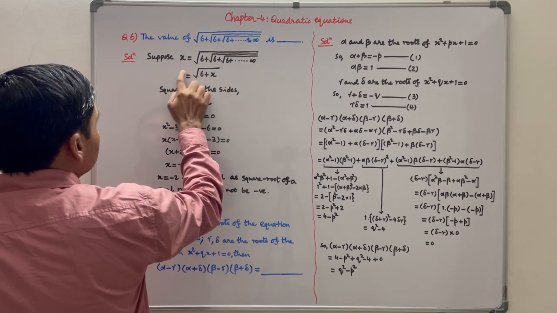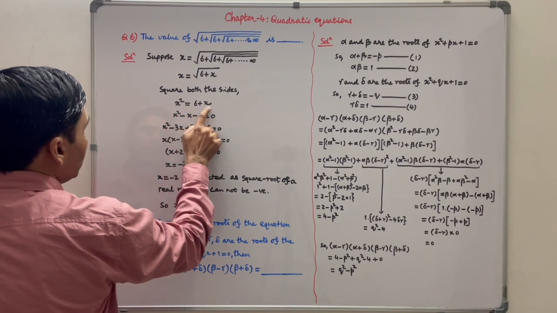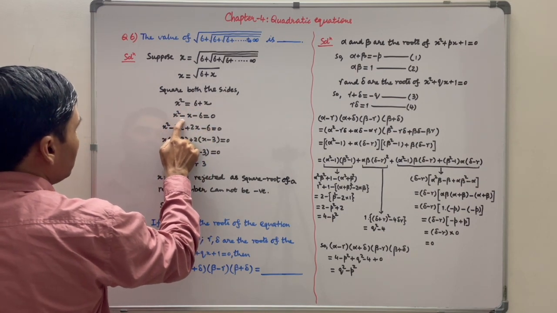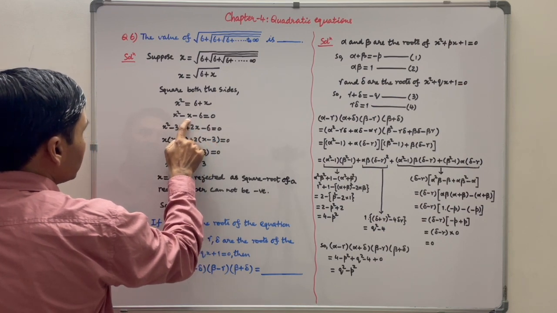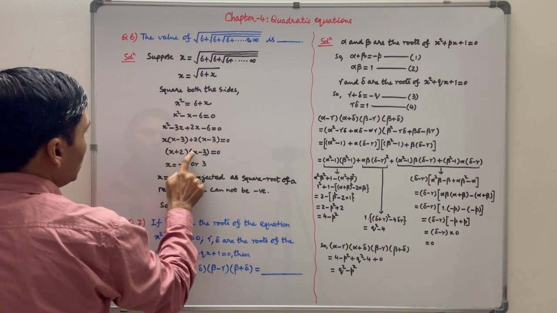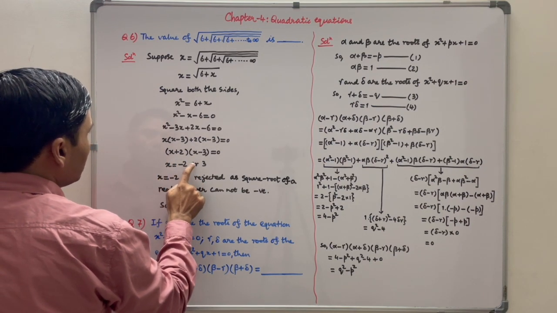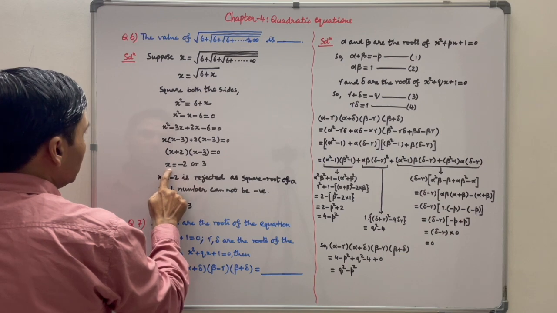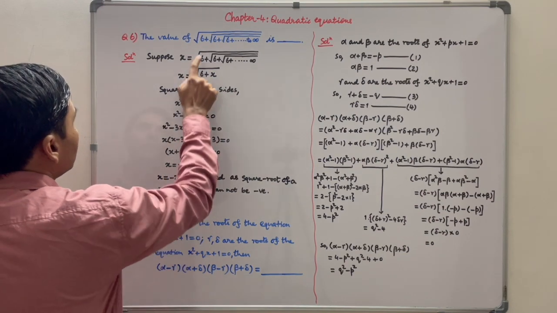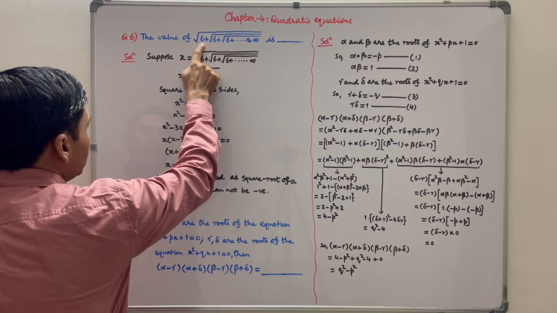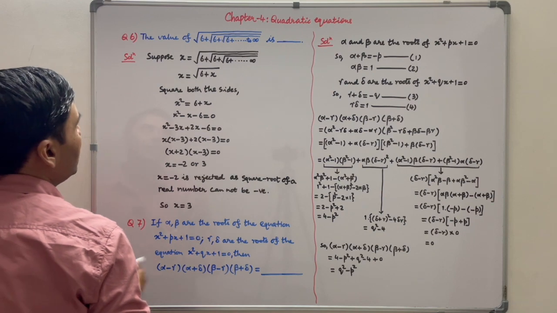Now square both the sides. So it is x square is equal to 6 plus x, or x square minus x minus 6 is equal to 0. This can be factorized as x plus 2 into x minus 3. So x is either equal to minus 2 or plus 3. x is equal to minus 2 is rejected because the square root of a real number is always positive. So x is equal to 3 is the final answer. So we will fill 3 here.